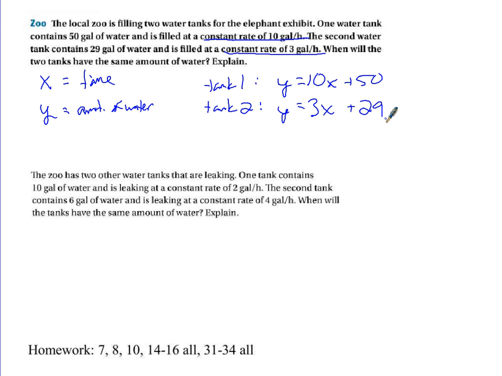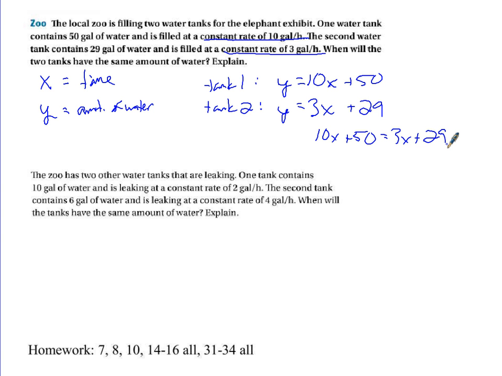All right, now what do we do? These two equations are correct. What happens now? Substitution, sure. We want to solve the system of equations. We want to know when the two tanks will have the same amount of water. Okay? So to do that, we have to say that this amount of water will be the same as this amount of water, which means I can take this and substitute in what this is for that y right there. And if I do that, I have 10x plus 50 equals 3x plus 29.